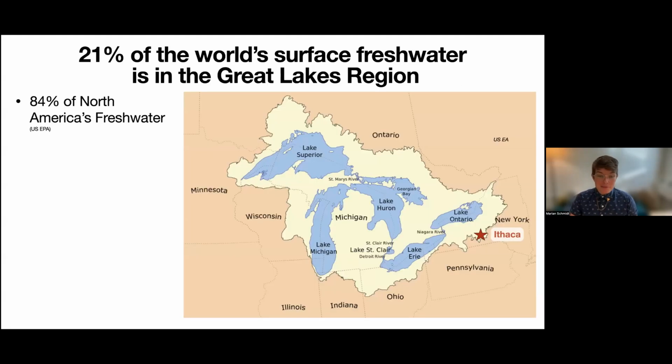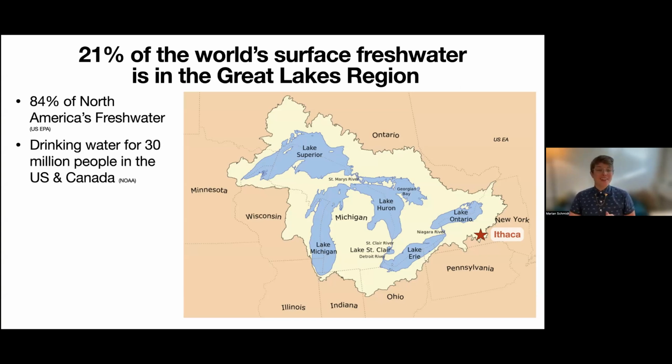And I'm from this amazing region, the Great Lakes, and the Great Lakes has one fifth, or 21%, of the world's surface freshwater. This is 84% of North America's freshwater in this single region. And today I'm talking to you from Ithaca, which is this red star over here.